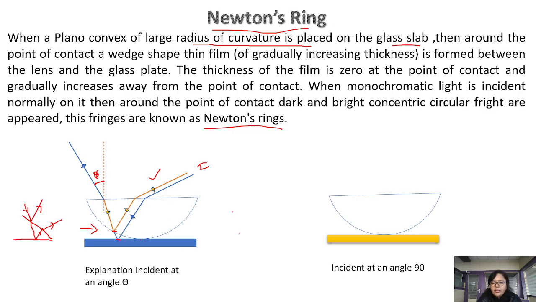Now I am going to explain a similar thing with monochromatic light and normal incidence. I think with the help of this explanation you can easily understand normal incidence. Whenever the light is incident normally on the plano-convex lens, it goes to the lower surface of the plano-convex lens and reflects back to the same point. As we know, whenever light comes in normally, it reflects back, I mean, it follows the same path.